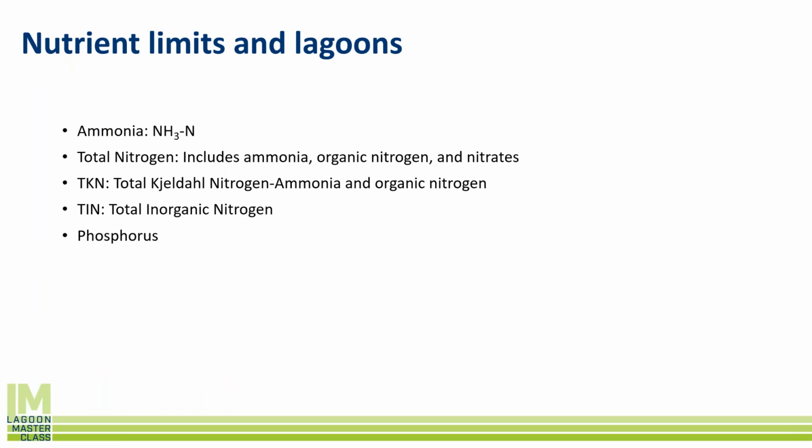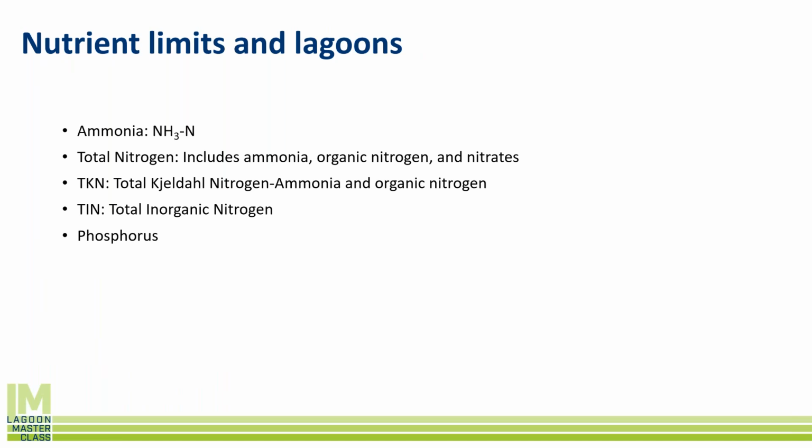And then some states have what they call TIN, which is your total inorganic nitrogen. When we talk about total inorganic nitrogen, that is the sum of ammonia and your nitrates. So that leaves out the organic nitrogen part. So it's totally confusing, because there is no standard across the United States. Every state uses these 4 terms in their permits, and they'll use them in different fashions. And you'll have different permit limits from state to state.